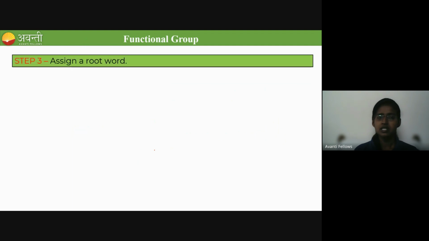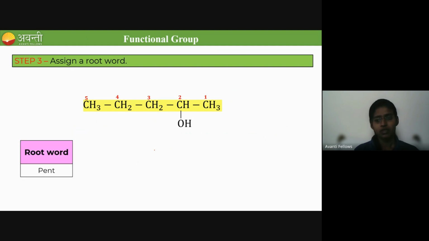Then the third step is to assign a root word. In this compound we have 5 carbons. So the root word is pent. Naresh, your answer is 80% correct. Let's see the 20% mistake in your answer. In Yoga's answer also a very minute mistake is there. Yoga has left out a thing. So the root word is pent. And step 4 is you have to assign a primary suffix.